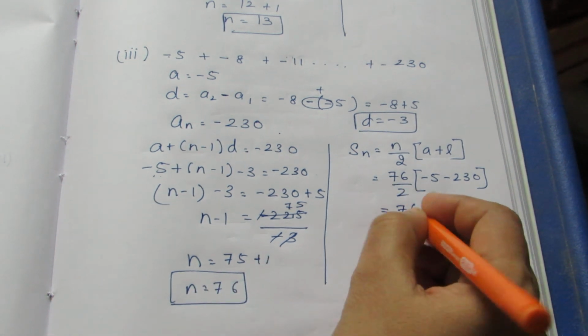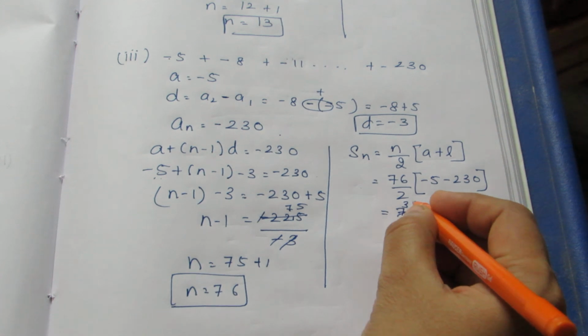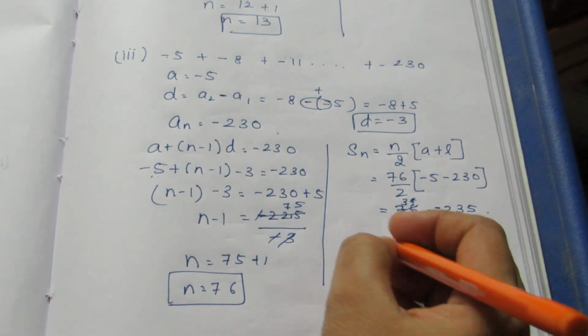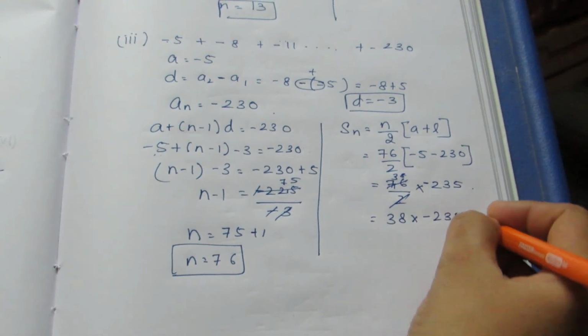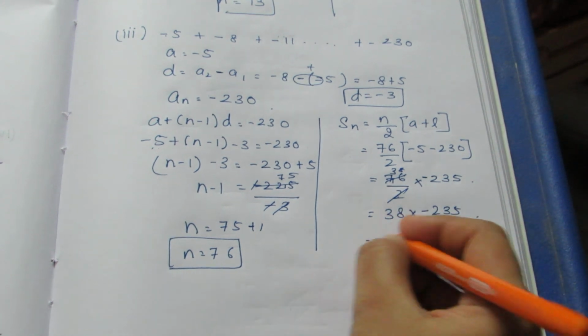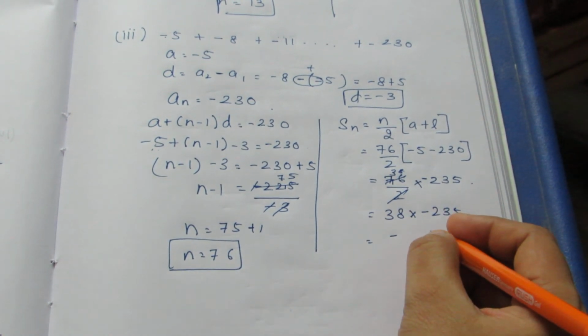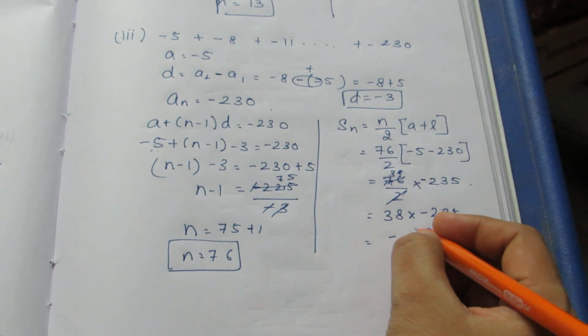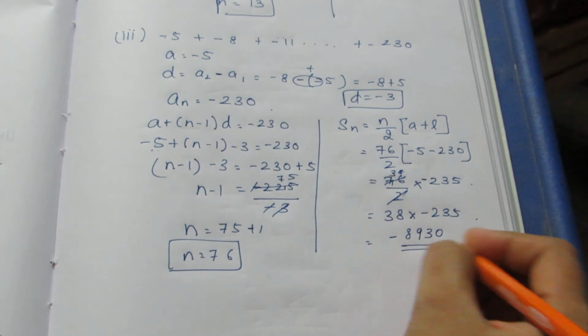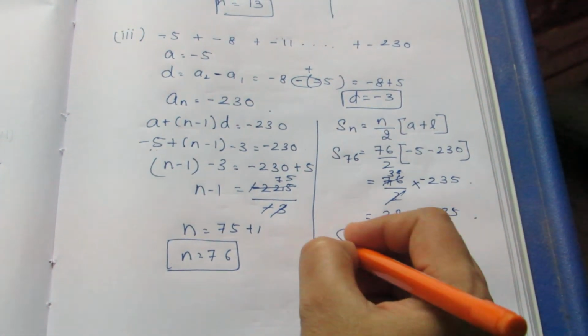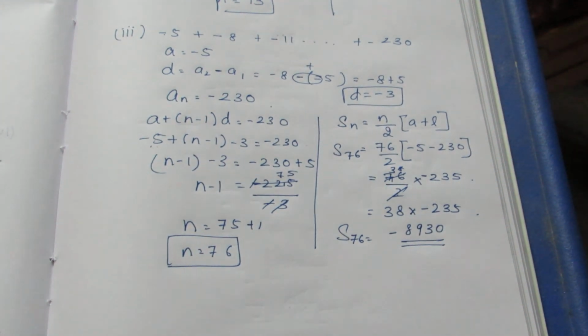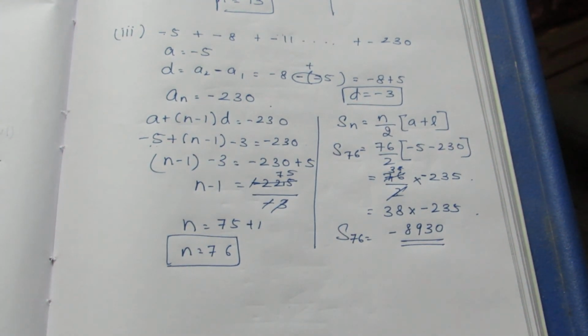Now you can cancel this 2. 2 3s are 6, 2 8s are 16. This is nothing but 38 into minus 235. Now if we multiply, plus into minus will become minus. Multiplying this, I get 8930, which is the sum of 76 terms. So S76 is equal to minus 8930, the final answer for this third sum. That's all with the sum. Thank you.